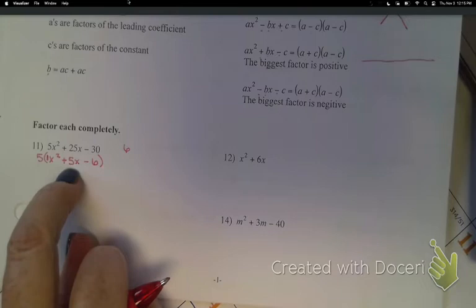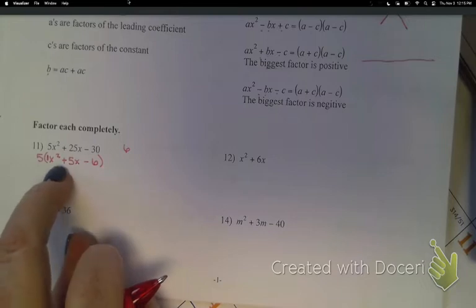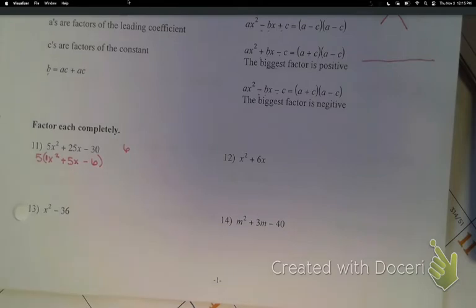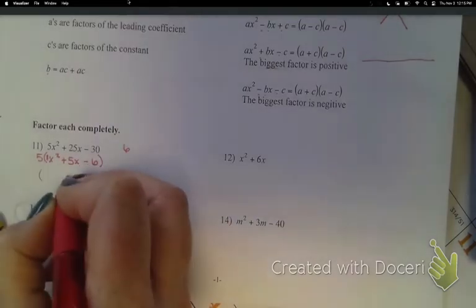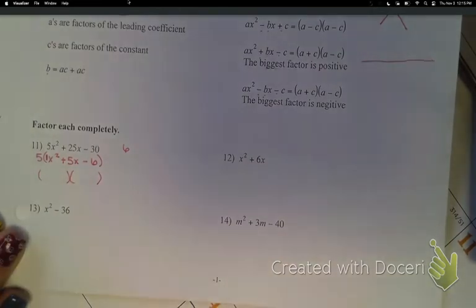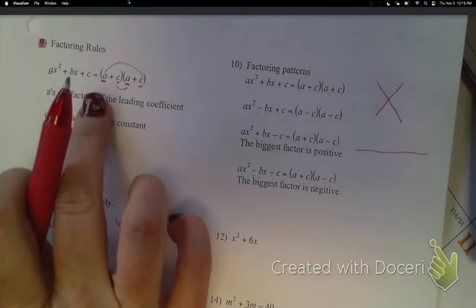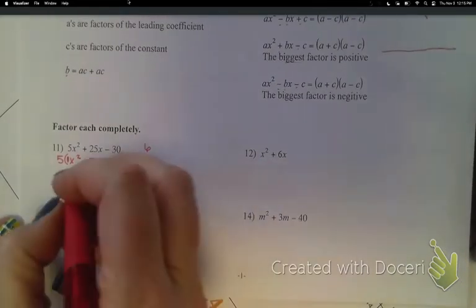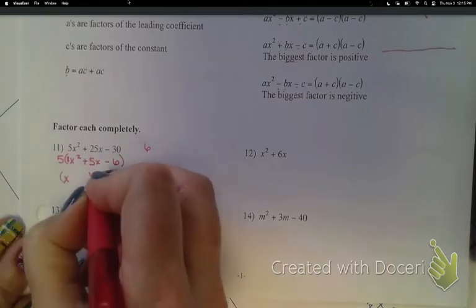And the bigger one is going to be what? Positive. So what are the factors of 6 that have a difference of 5? 6 and 1. 3 and 2 have a difference of 1. 6 and 1. Okay, so what are the factors of 1? Just 1? Because the factors of A have to be first, yes? It's just 1. So I have x and x.